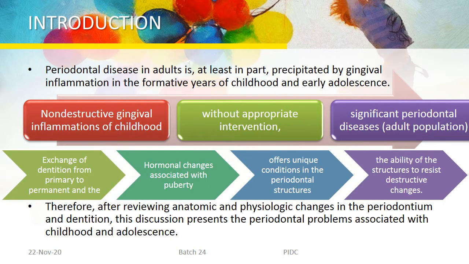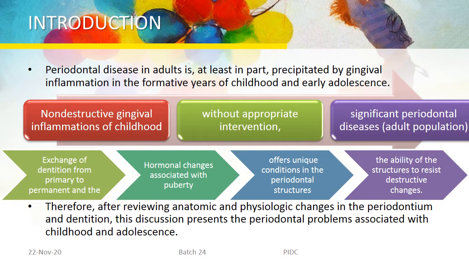So to start with, it is postulated that periodontal disease in adults is at least in part precipitated by the gingival inflammation in the formative years of childhood and early adolescence itself. So, non-destructive gingival inflammations of childhood without appropriate intervention could result in significant periodontal diseases. In other words, if there are diseases which are noticed in childhood, and you give them proper treatment in childhood itself, it could result in reduction of diseases in the adult population.